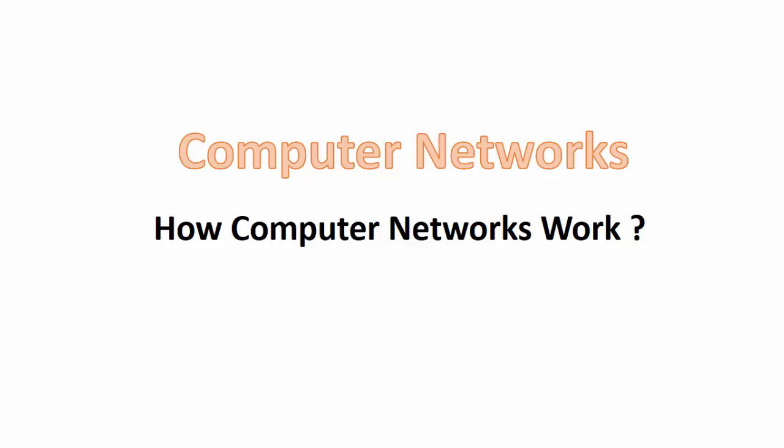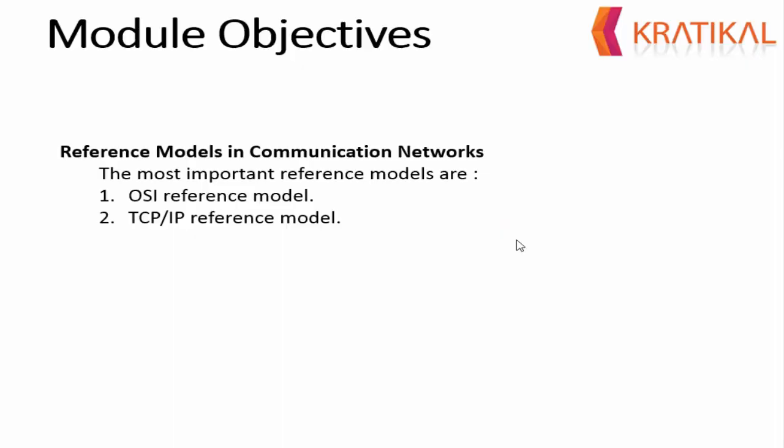In the previous module, we have learned about what computer network is, and there are some basic components of the computer network which we already have studied about. In today's module, we are going to learn how all these computer networks work. There are two famous reference models for the working of these communication networks, and that is the OSI reference model and the TCP/IP reference model.